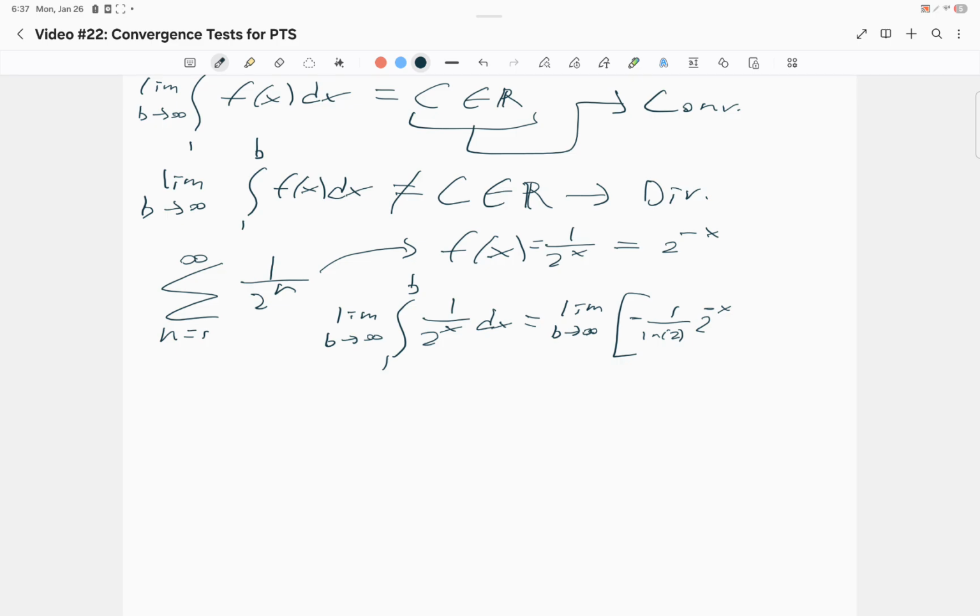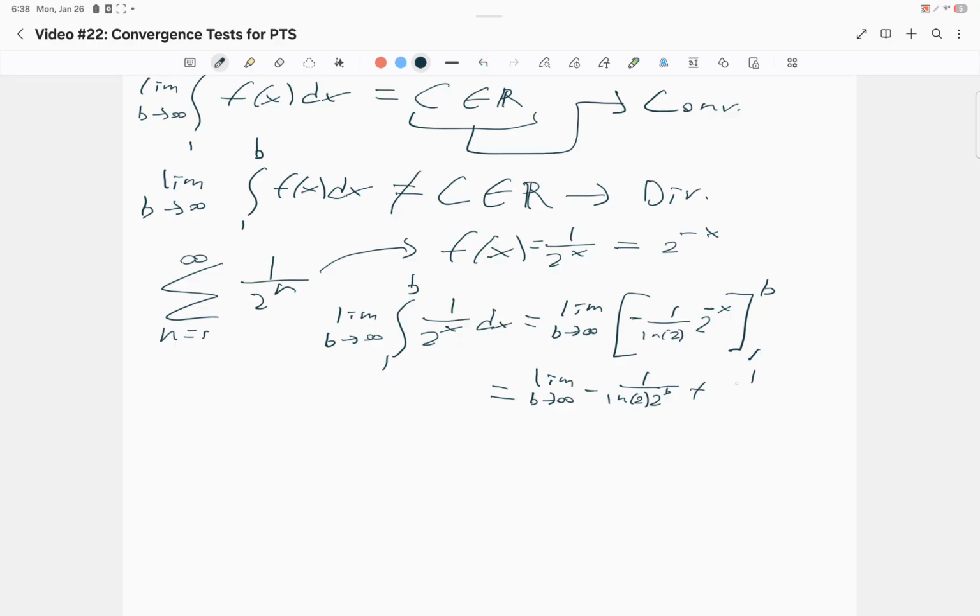Yeah, my battery's about to die. Okay, so we gotta go quick. That's what that means. 2 to the negative x from 1 to b. And so it's going to be the limit as b approaches infinity of negative 1 over ln 2 times 2 to the b. We're putting it in the denominator now.